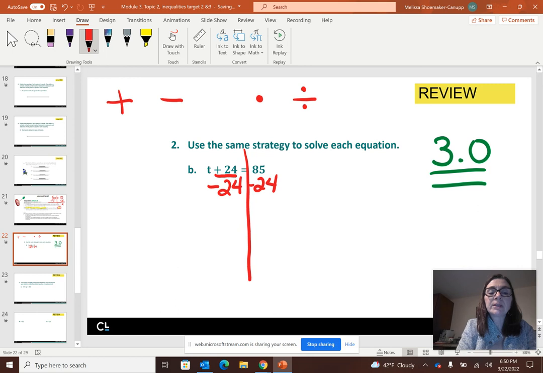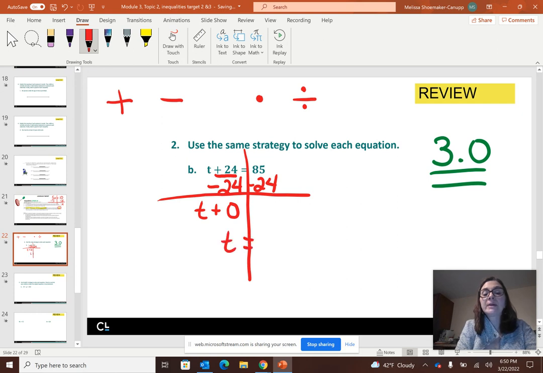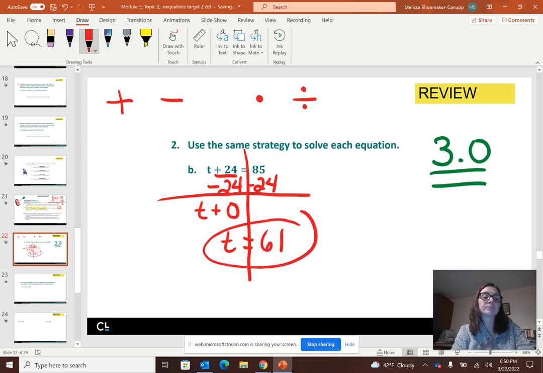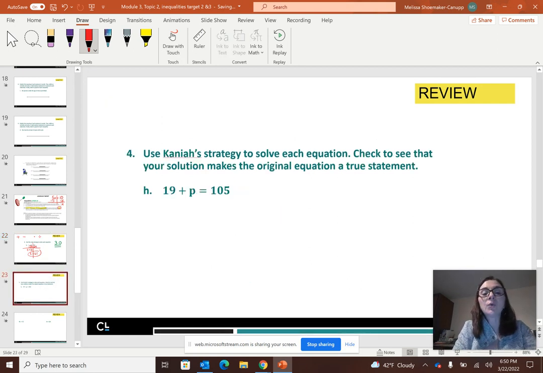I like to draw a straight line down where the equal sign is. If I have 24 and then I take 24 away, that gives me 0. So I have t plus 0, which is just t. And when I take 85 minus 24, I'm going to have the answer to whatever t should equal, and that is 61. Okay, so we're reviewing these skills with equations. Remember, what makes it an equation? The fact that it has this equal sign makes it an equation.